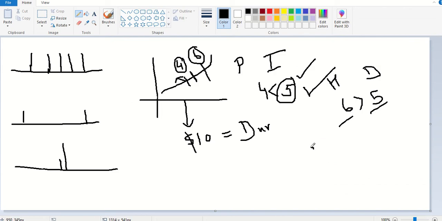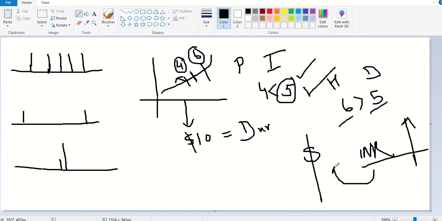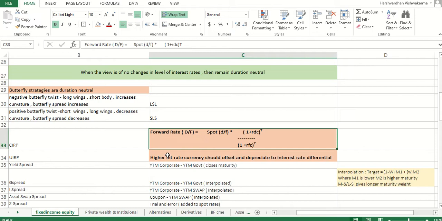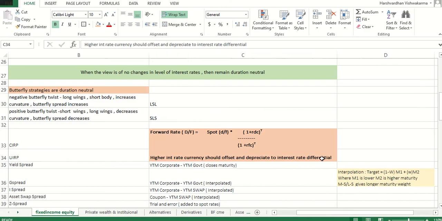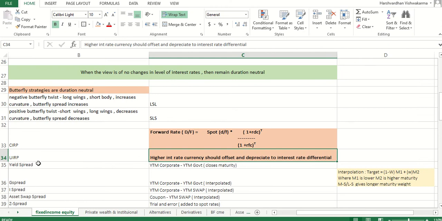So if you have dollar and INR, and INR has higher interest rates, we have seen that INR has depreciated against the dollar, but that doesn't mean that UIRP actually holds. There could be multiple reasons why INR must be depreciating against the dollar, but theoretically that is the concept of UIRP: the currency which has the higher interest rate should offset by depreciating that much, because otherwise there will be an arbitrage, right? The parity means that there should be no arbitrage, zero arbitrage.